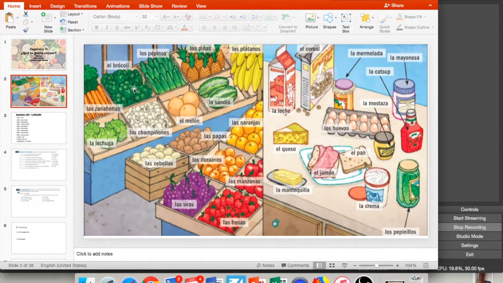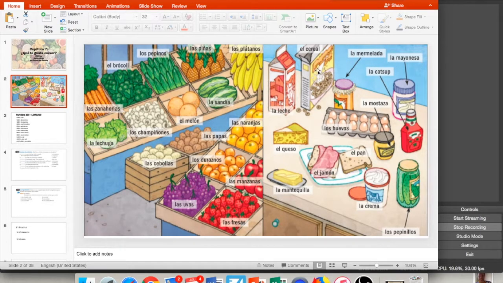El brócoli, broccoli. Zanahorias, carrots, lechuga, lettuce, champiñones, mushrooms, a melon, or probably a cantaloupe in this case, a melon, sandía, watermelon, naranjas, oranges, papas, potatoes, cebollas, onions, duraznos, which are peaches, manzanas, apples, fresas, my favorite. Fresas are strawberries, and then uvas, grapes. Okay, so you get some fruits there in the produce section.